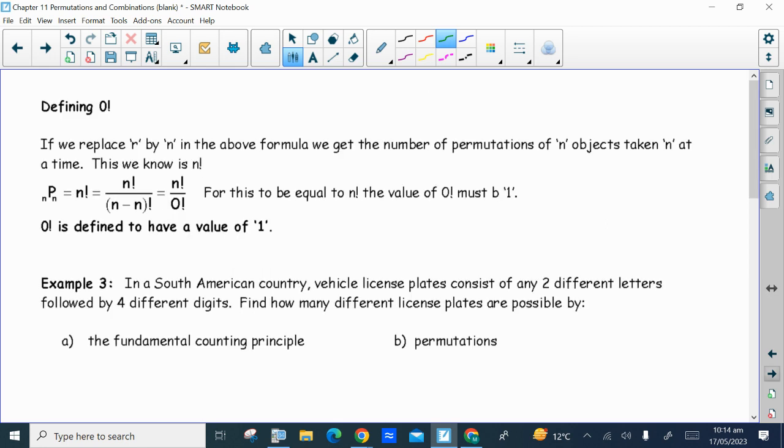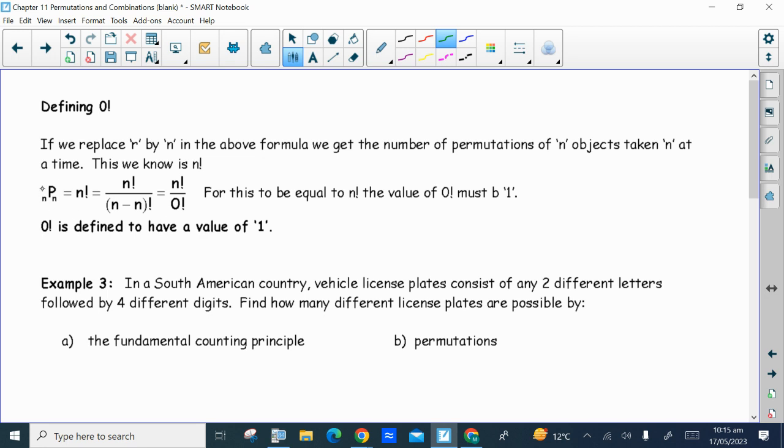If we replace the r by n in the above formula, we get the number of permutations of n objects taken n at a time. So this is where you're arranging all of the objects, and so that is, as we know, n factorial. If you use the nPr formula and do nPn, using the formula, it's n factorial over the difference between the two numbers, (n minus r) factorial. So this gives us n minus n, or n factorial over 0 factorial.